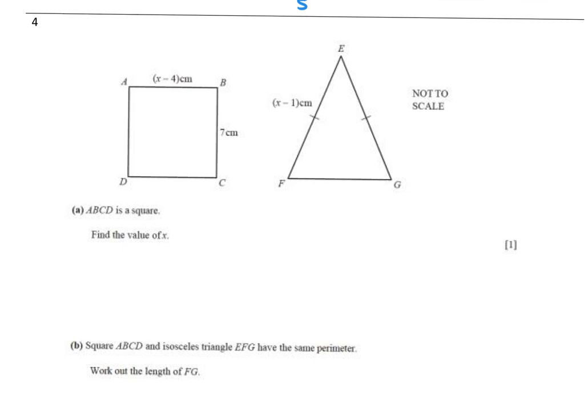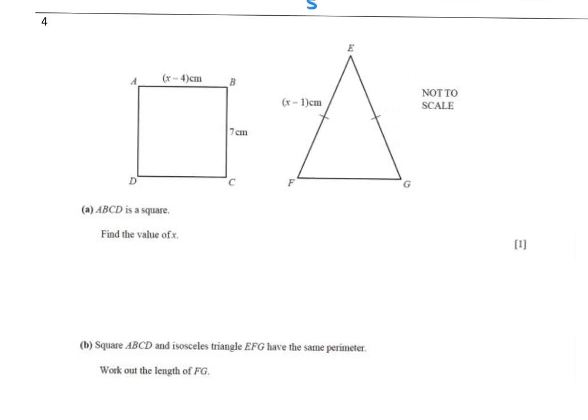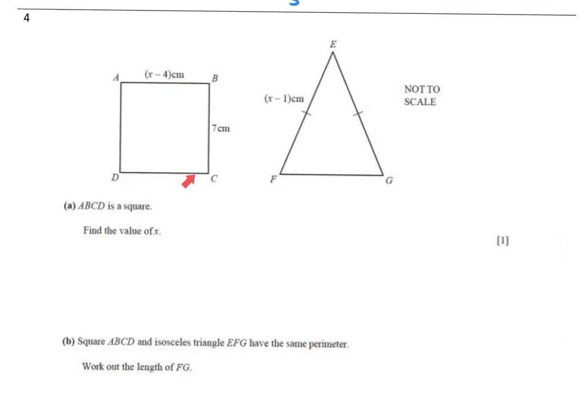Number 4, ABCD is a square. Find the value of x. If this is a square, can you find x? This side is x minus 4 and this side is 7. And ABCD is a square. Can you find x?